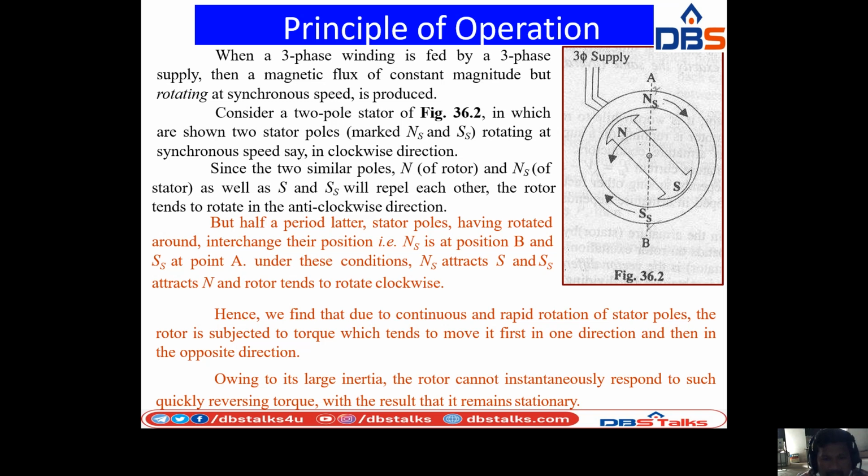Since the two similar poles, N and Ns as well as S and Ss, will repel each other, the rotor tends to rotate in an anti-clockwise direction. But half a period later, the stator poles having rotated around, interchanging their positions, Ns is at position B and Ss is at position A. Under these conditions, Ns attracts S and Ss attracts N. Therefore, the rotor tends to rotate in the clockwise direction.